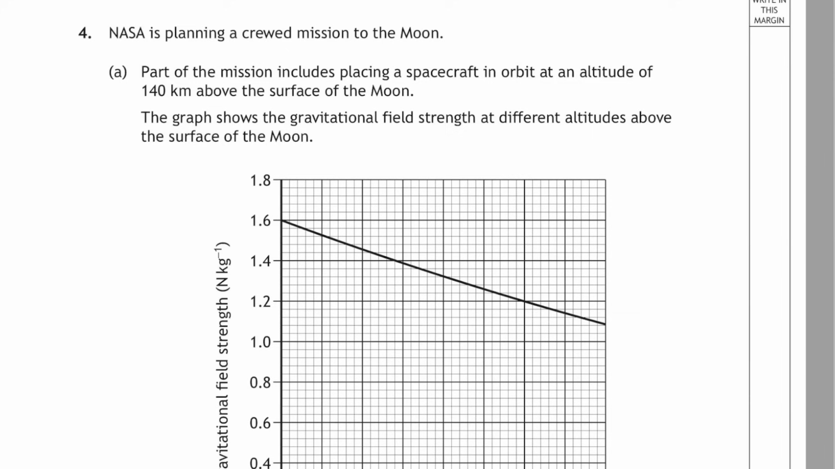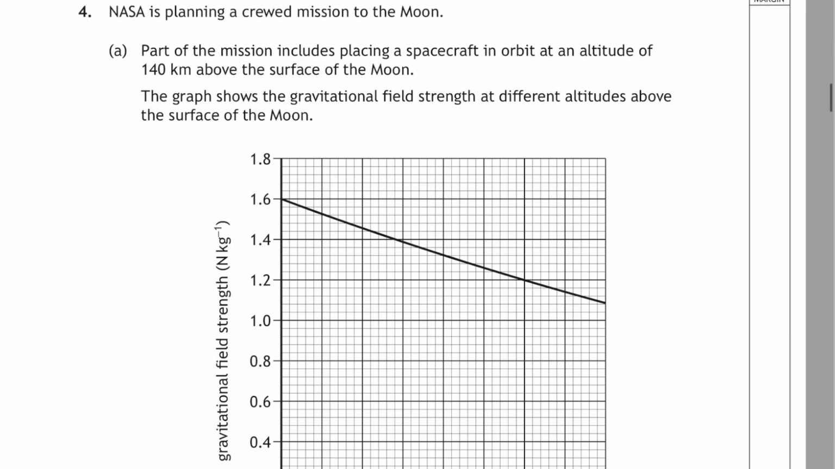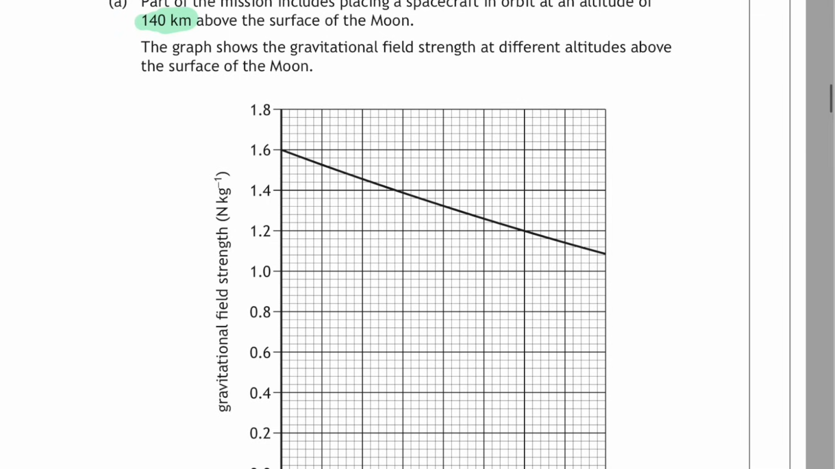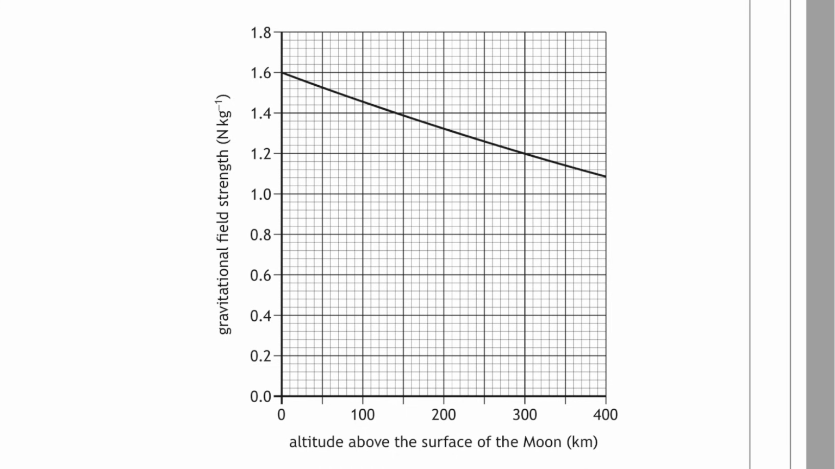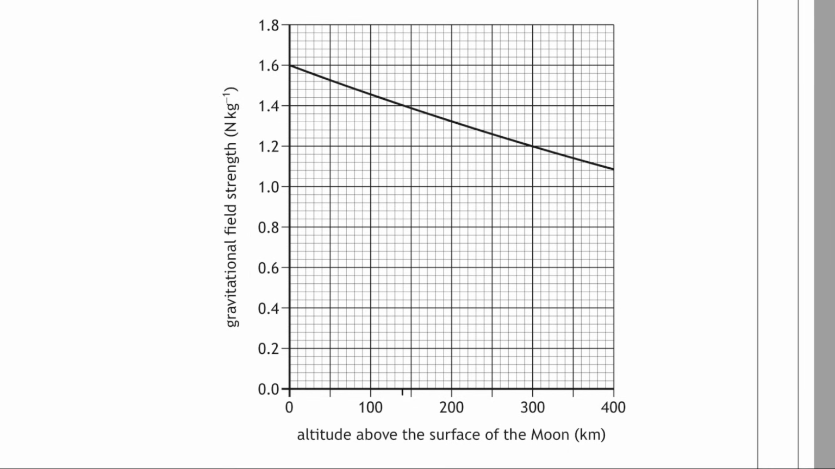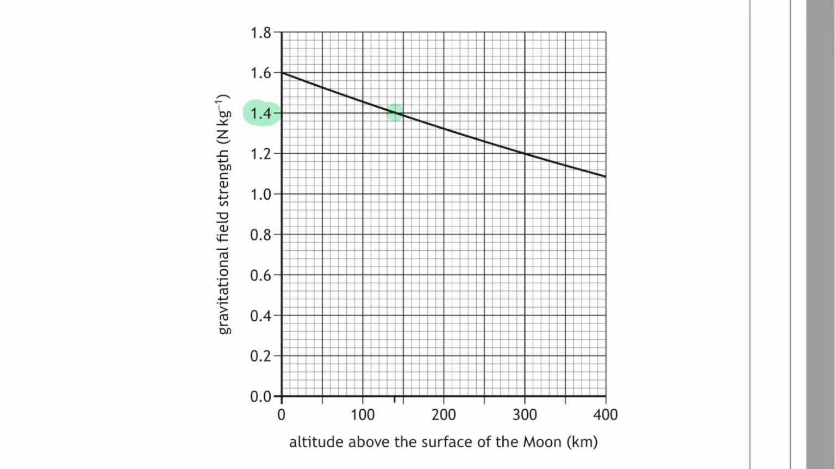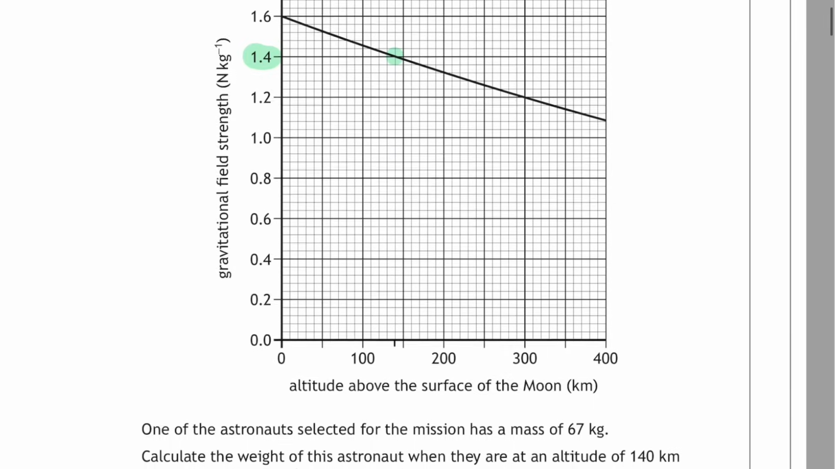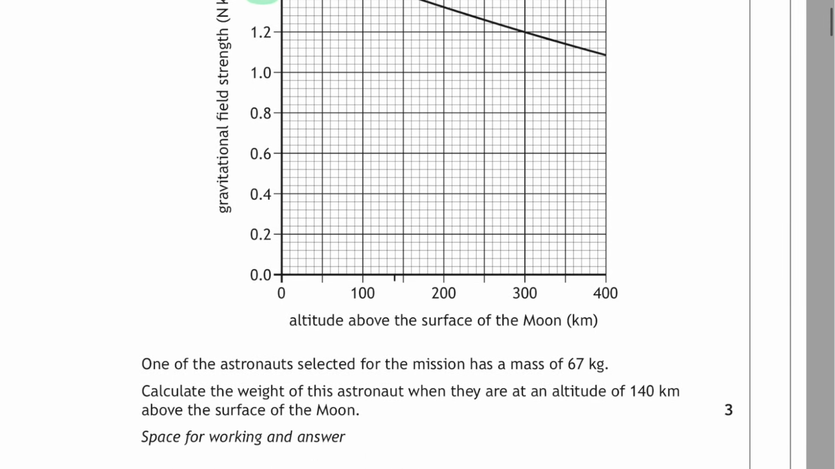So NASA is planning a crewed mission to the moon, and part of the mission includes placing a spacecraft in orbit at an altitude of 140 kilometres above the surface of the moon. The graph shows the gravitational field strength at different altitudes above the surface of the moon. So straight away we can work out what g will be at a height of 140 kilometres above the moon. If we just read that off, it's about 1.4 newtons per kilogram, and we're probably going to need that.